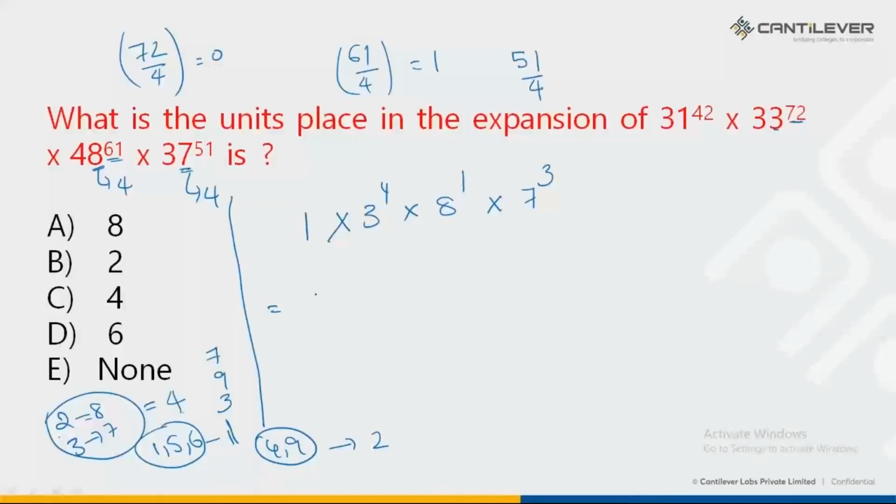That's it. So 1 into 3 power 4, 81, gives 1. This is 8. 7 cube, 343, gives 3. So multiplication, you will get 24. So you will keep 4 here and 2 will be carried forward. So the last digit is 4. So option C.